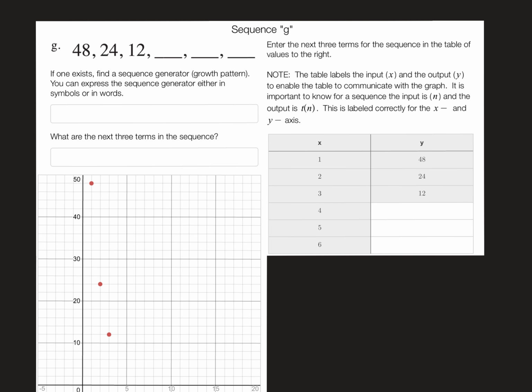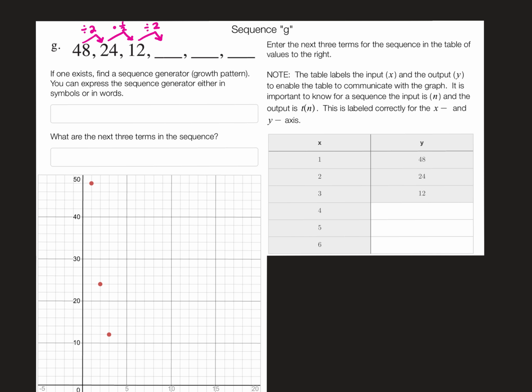We're not multiplying by a whole number, because if we did, we'd be getting increasingly large numbers. So we're either multiplying by a fraction or dividing by something. You can think of it either way. So look at what's happening to go from 48 to 24. So you can think, okay, we're dividing by 2. That's a fair statement. You could also say we're multiplying by 1/2. Either one of those is the same result. So whatever one you think is easier to recognize, that's what you should do.